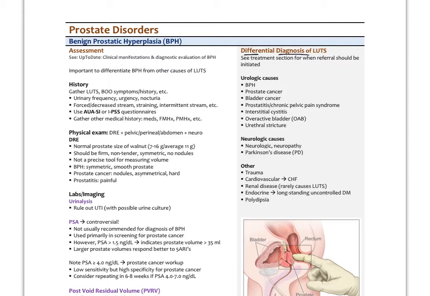So the DDX for LUTS, first of all, would involve urologic causes. BPH would be one, but also prostate cancer, bladder cancer, prostatitis or chronic prostatitis, and we'll talk about that coming up, something called chronic pelvic pain syndrome in males, interstitial cystitis, overactive bladder, or urethral stricture. These would all be urological causes of LUTS, but there could also be neurological causes like Parkinson's disease, any sort of neuropathy like diabetic peripheral neuropathy can also cause LUTS. And then trauma, congestive heart failure can cause LUTS. Renal disease can rarely cause LUTS.